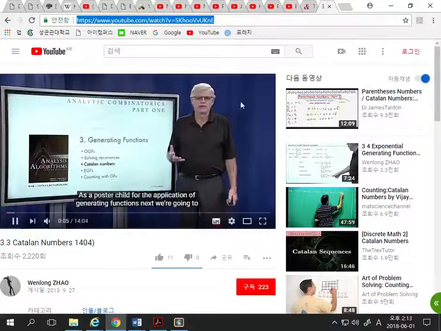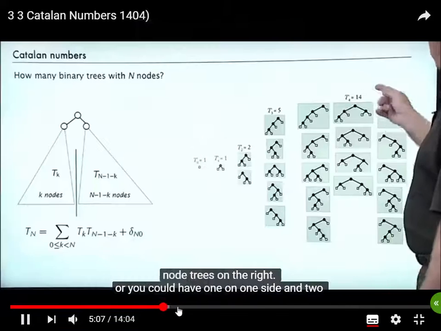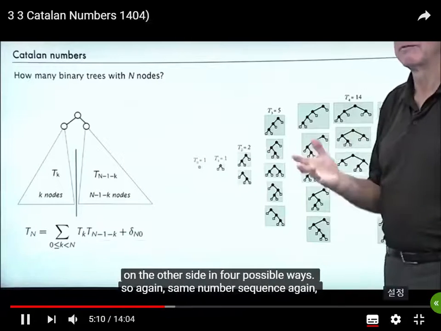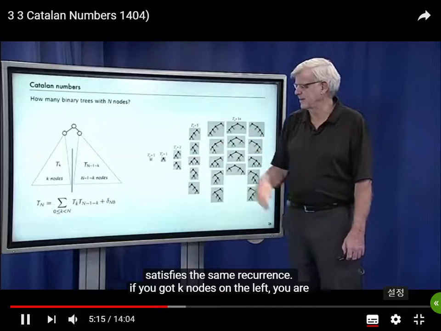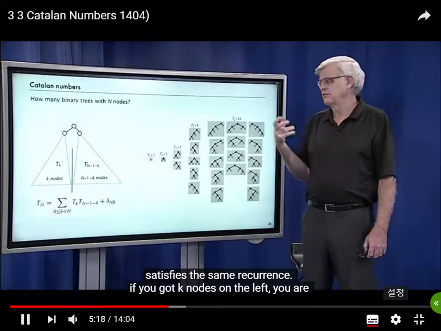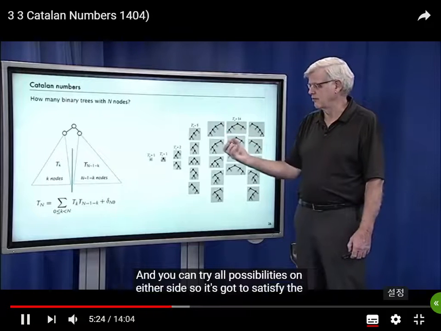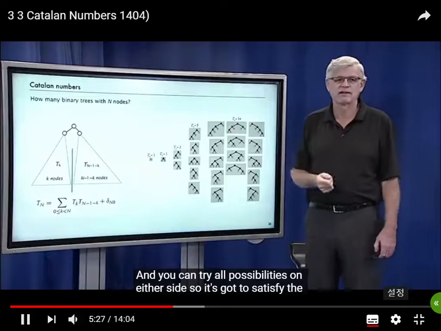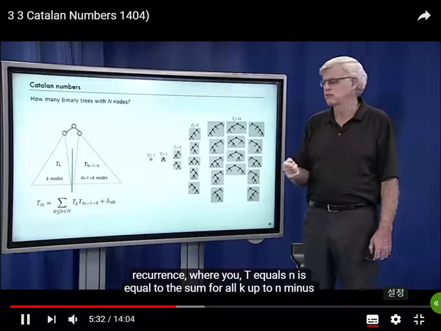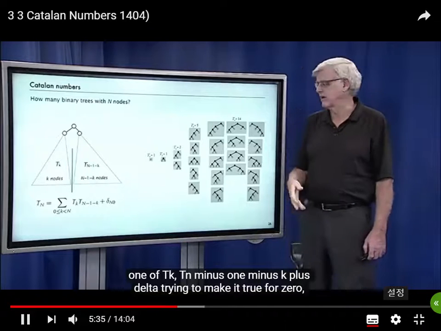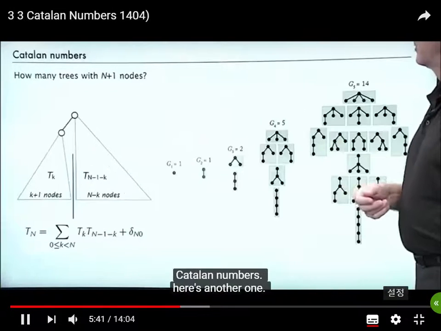As a poster child for the application of generating functions, next we're going to take a look at the Catalan numbers. Here, you can have 1 on one side and 2 on the other side in 4 possible ways. So again, same number sequence, again satisfies the same recurrence. If you've got k nodes on the left, you're going to have n minus 1 minus k nodes on the right, and you can try all possibilities on either side. So it has to satisfy the recurrence where t_n is equal to the sum for all k up to n minus 1 of t_k times t_(n minus 1 minus k), plus a delta term to make it true for 0. Catalan numbers.